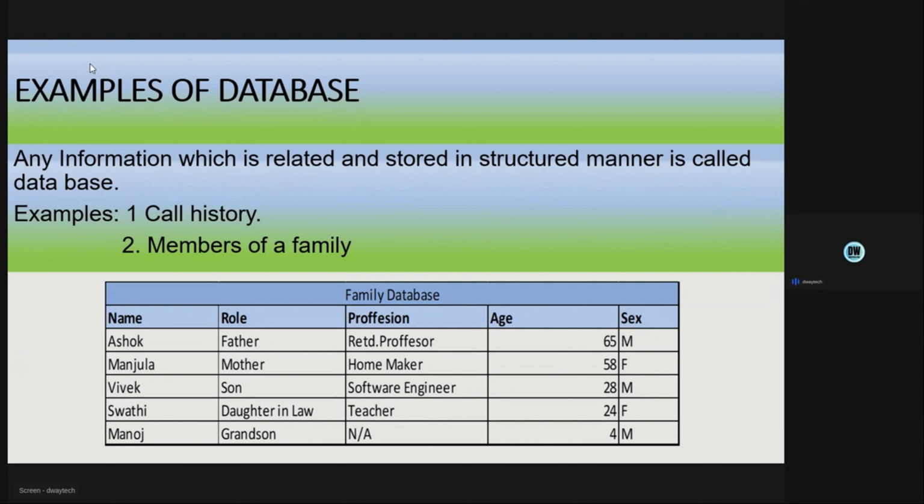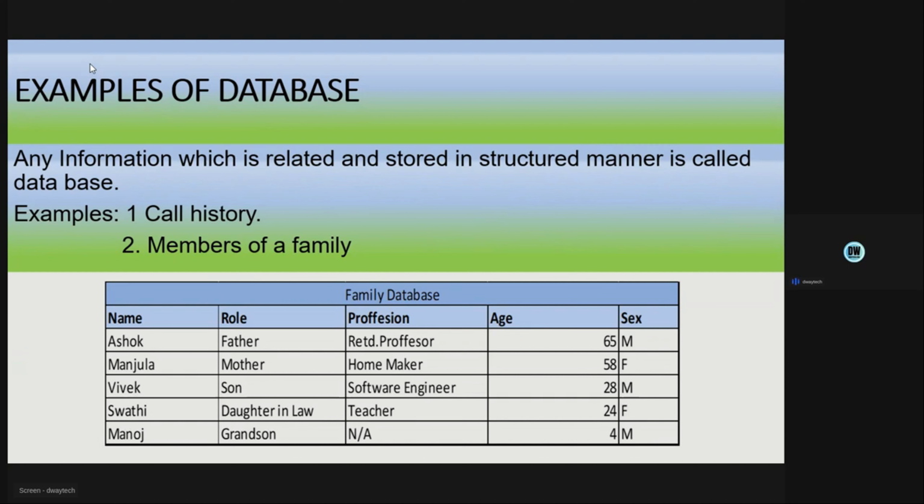The first entry I have is the person named Ashok, who is the father. He's a retired professor. His age is 65, and his gender is male. The second entry in the table is Manjula, who is the mother in the family. She is a homemaker. Her age is 58 and her gender is female. In the same way, all the members of the family are noted.